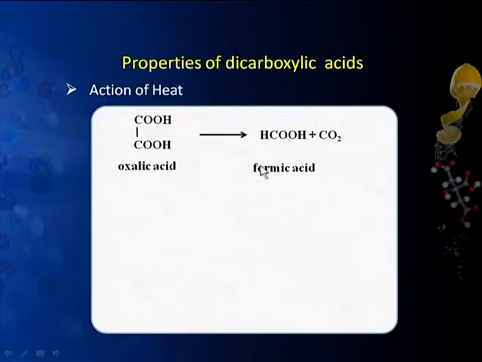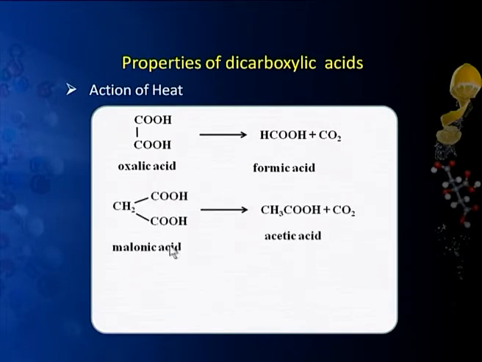As far as the other properties are concerned, there is one important reaction for dicarboxylic acids, because they show other usual reactions of the carboxylic group, that is the action of heat. And again, various dicarboxylic acids, depending upon the number of carbon atoms in between the two carboxyl groups, show different behavior. Like simple oxalic acid on heating decomposes to give a molecule of formic acid and a carbon dioxide molecule.